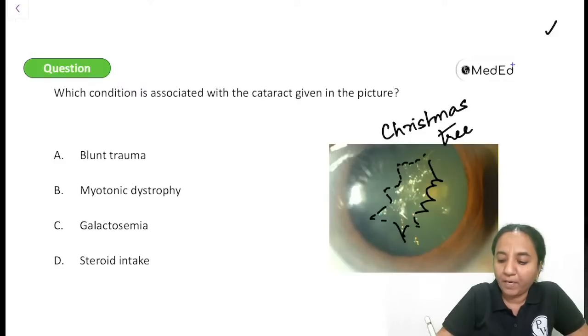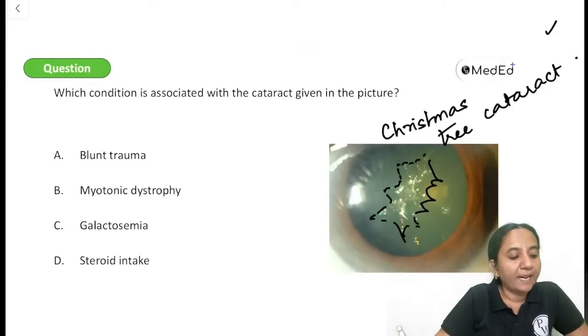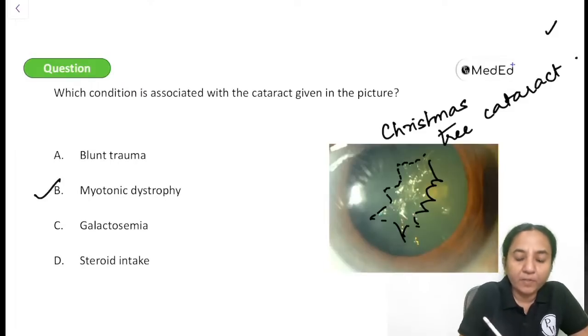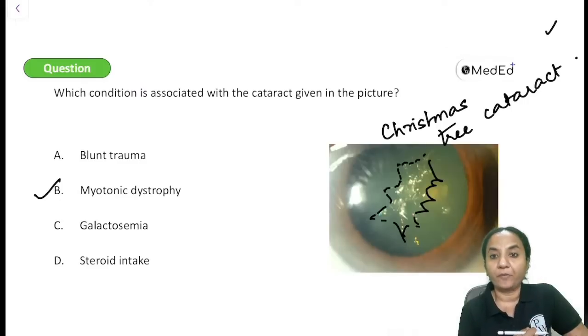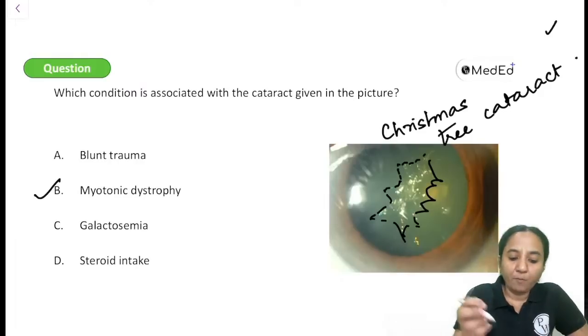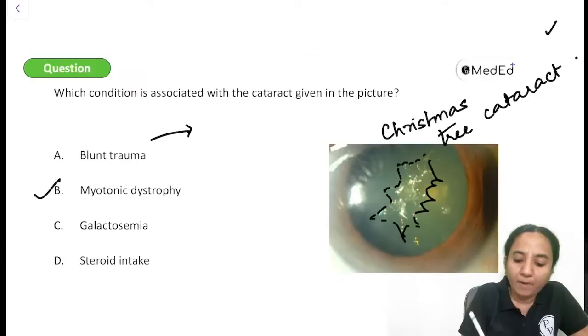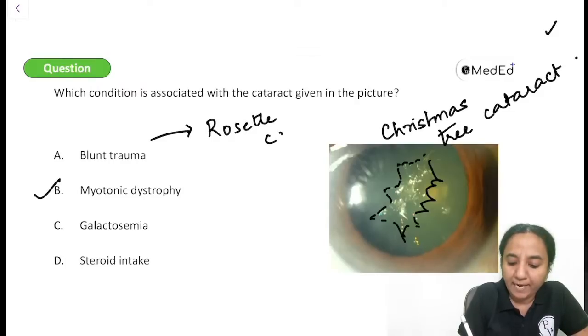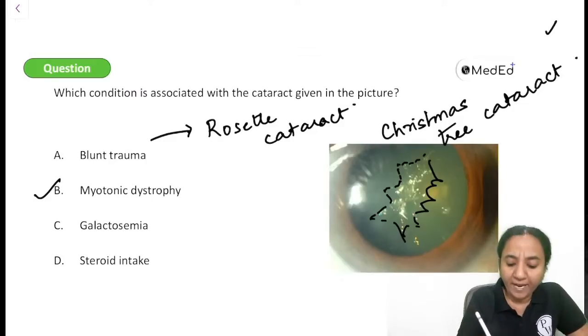This is what we typically call as Christmas tree cataract. And where do we get to see Christmas tree cataract? Correct. We get to see Christmas tree cataract in myotonic dystrophy. So this is another important IBQ as well as one-liner. Now to quickly revise, what is the name of the cataract that we see in blunt trauma? In blunt trauma, the cataract that we see is called as the rosette cataract. In galactosemia, what is the type of cataract? In galactosemia, the name of the cataract is oil droplet cataract.